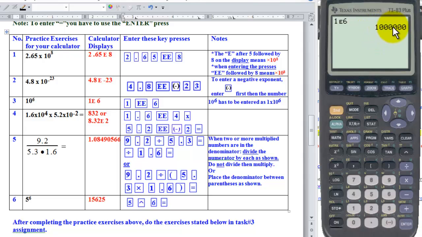And 10 to the power 6 means what? Means 1 and beside it 6 zeros. So you can see here when you input 1e6, you will get 10 to the power 6, which is 1 and beside it 6 zeros. So that's the third operation.